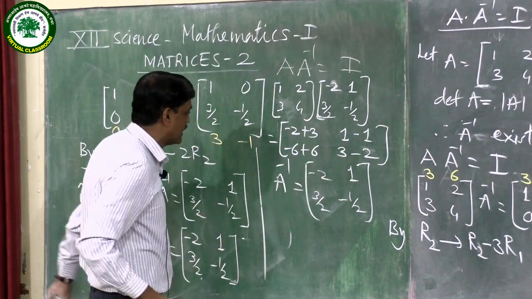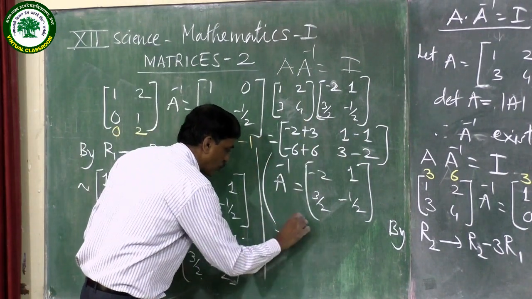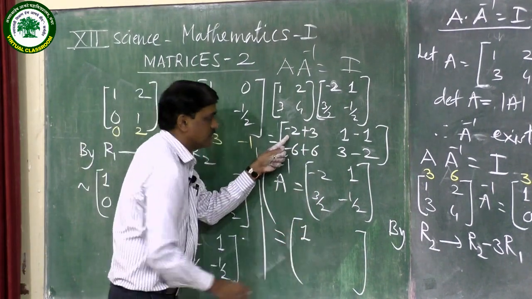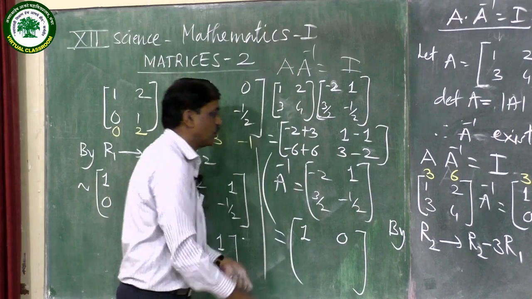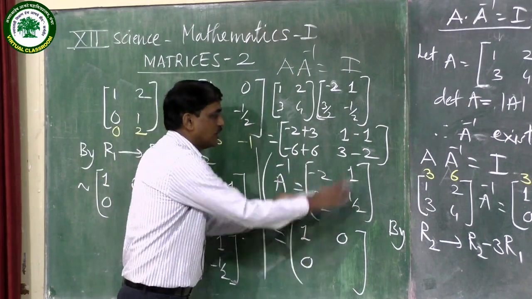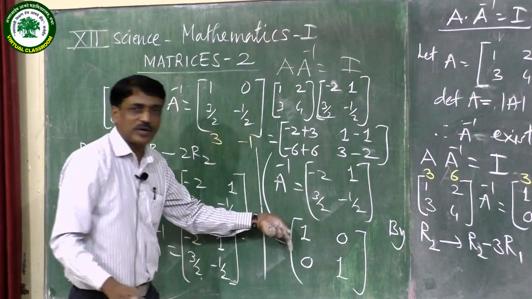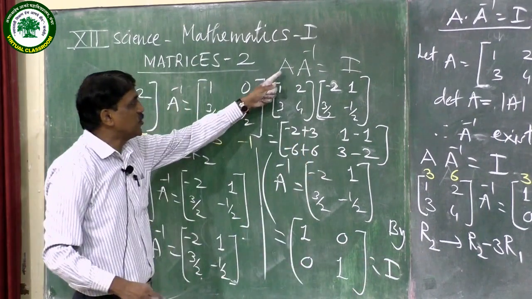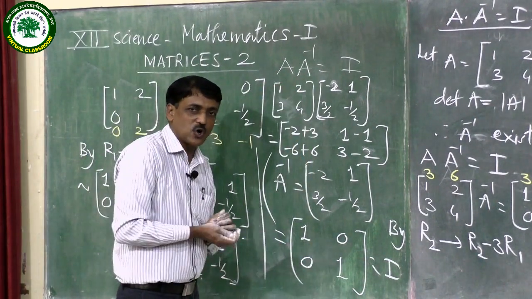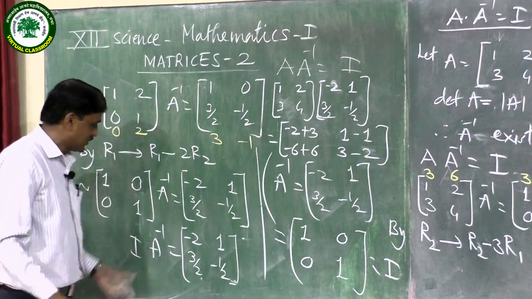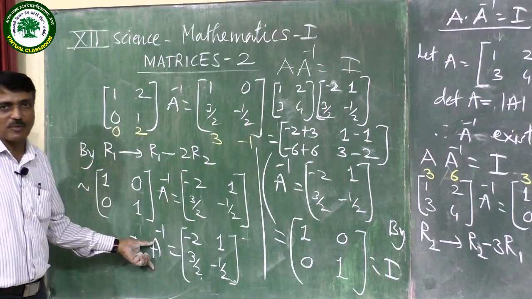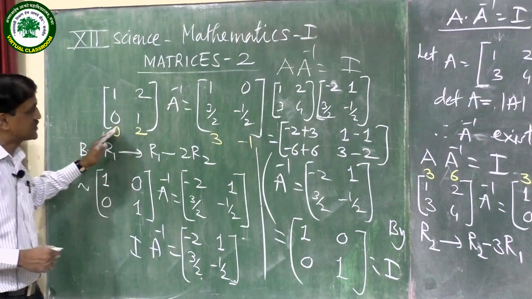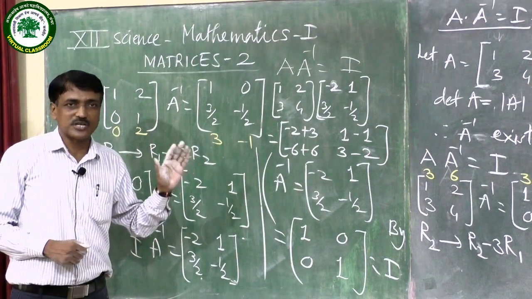So what we finally get here is equal to 3 minus 2, 1, 1 minus 1, 0, 6 minus 6, 0, 3 minus 2, 1. So what we get? I. So it is equal to I. So our calculation A into A inverse is equal to I, it is correct. So what we get finally, this matrix is the inverse of the matrix A. So this is the method of finding the inverse of a 2 by 2 matrix using elementary row transformations.